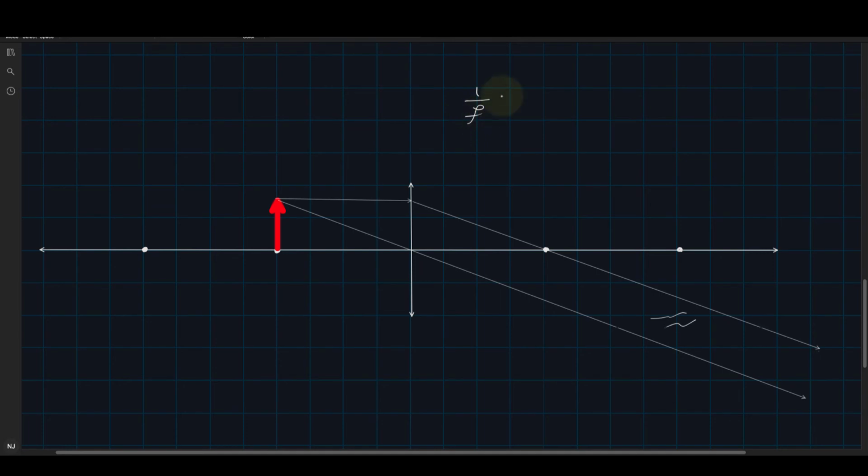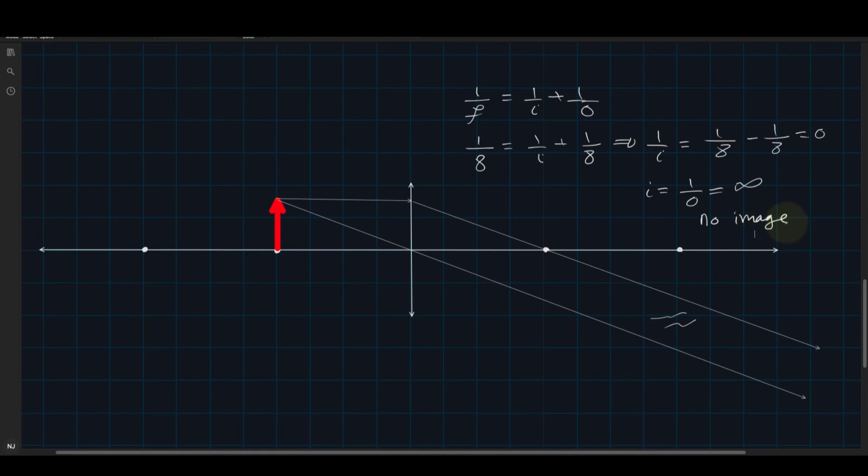If we use the equation 1 over f is equal to 1 over i plus 1 over o, 1 over f is equal to 1 over 8, as we learned, and the object is also at 8. If we solve for that, 1 over i is equal to 1 over 8 minus 1 over 8, and that's 0. So i is equal to 1 over 0, and 1 over 0 is an undefined mathematical value. Some people write infinity, some people just say it is undefined, and there is a difference between the two. But so, no image. So we can say here no image, and that's it for this one.